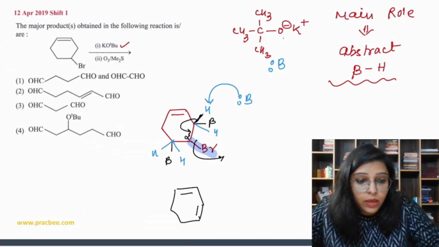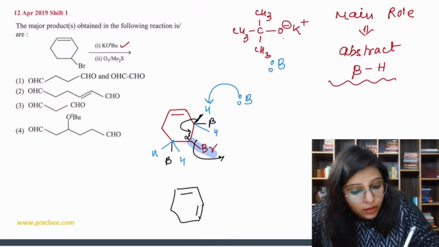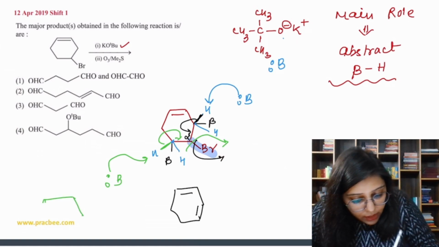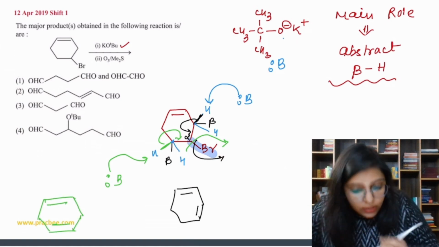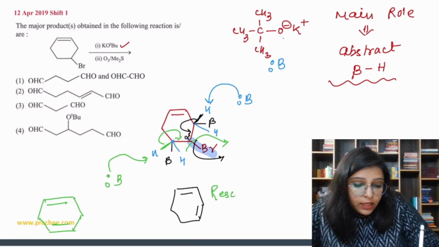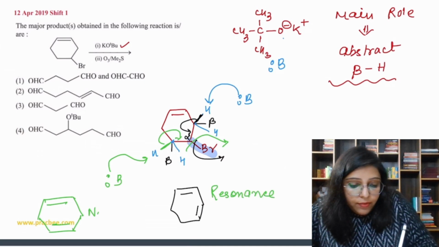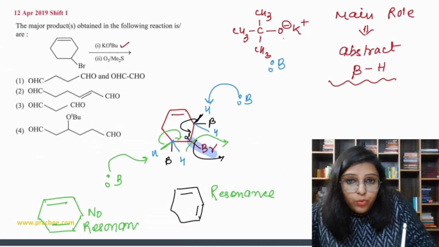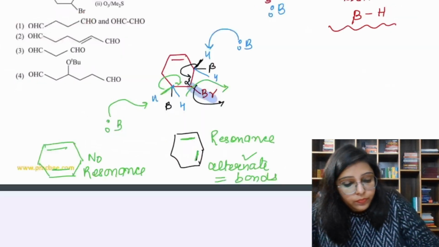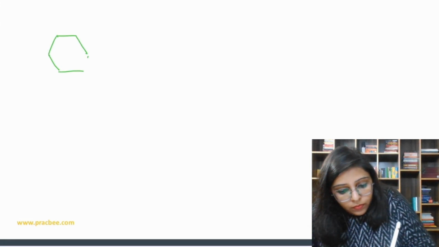Now, if the base abstracts this hydrogen, then the electrons of this bond shift over here and Br leaves. So we get this. In this one we have resonance, and in this one we have no resonance. Why do we have resonance over here? Because alternate double bonds are present. So this compound is going to be the major one.